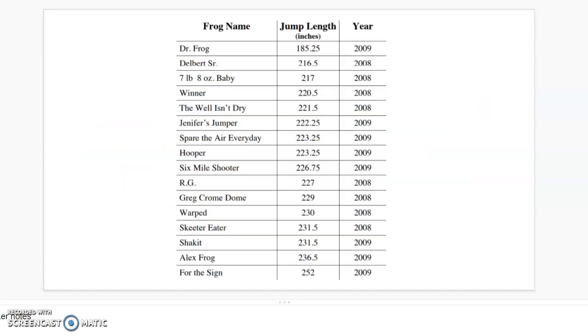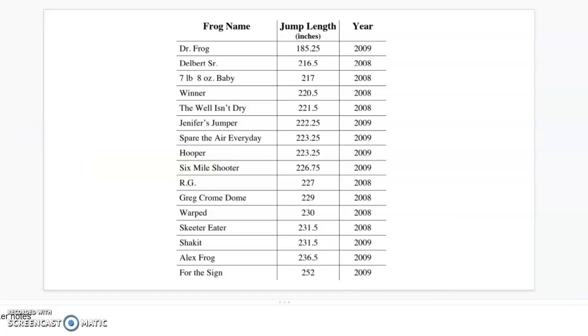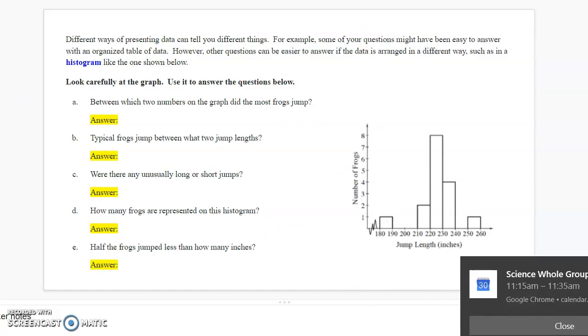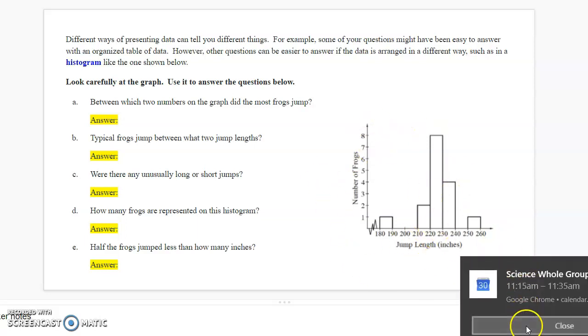So for the second slide here, all it is looking at all of that data. So this is the exact chart that was on our Jamboard yesterday. We have the frog name in the first column, the jump length in inches, and then the year in the third. So now we're going to use that data and you're going to answer some questions. So it is in a graph, a histogram, just like we talked about last week.